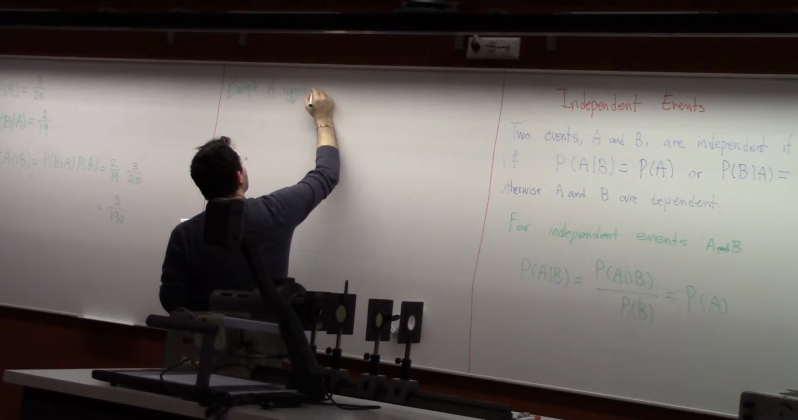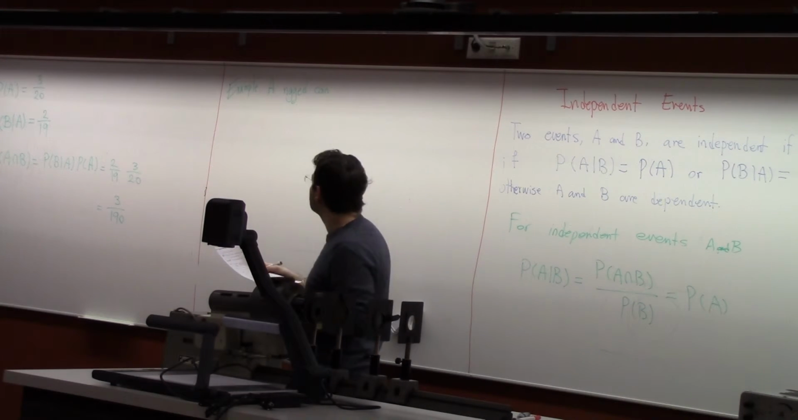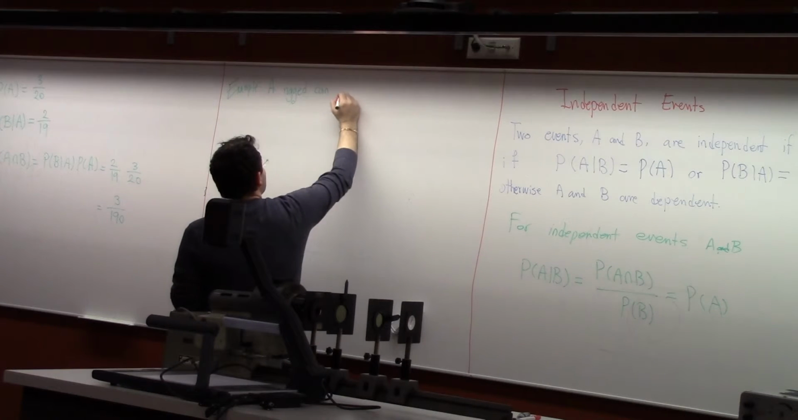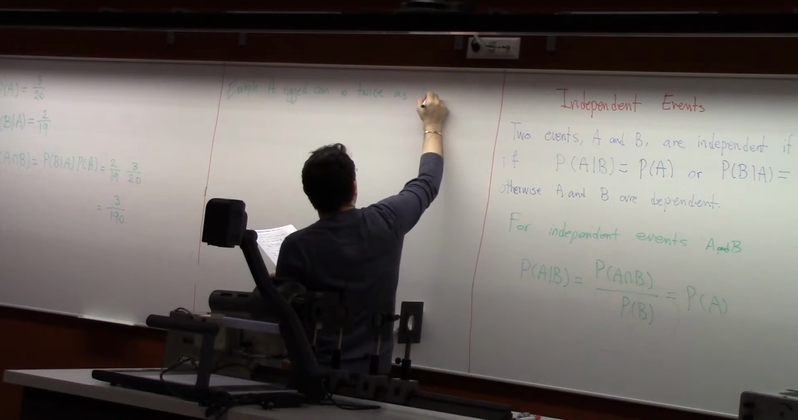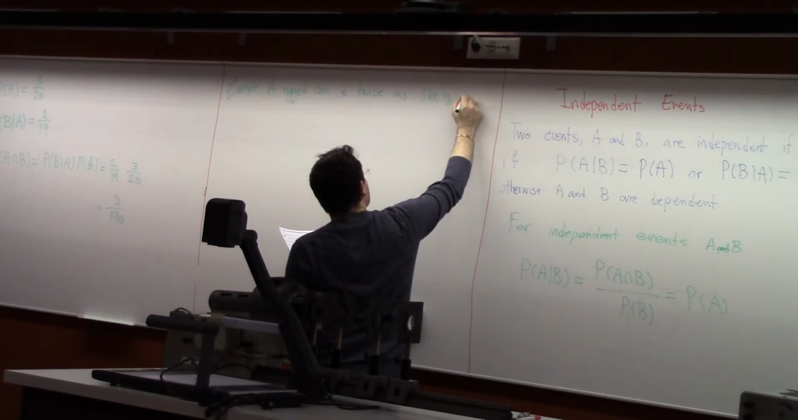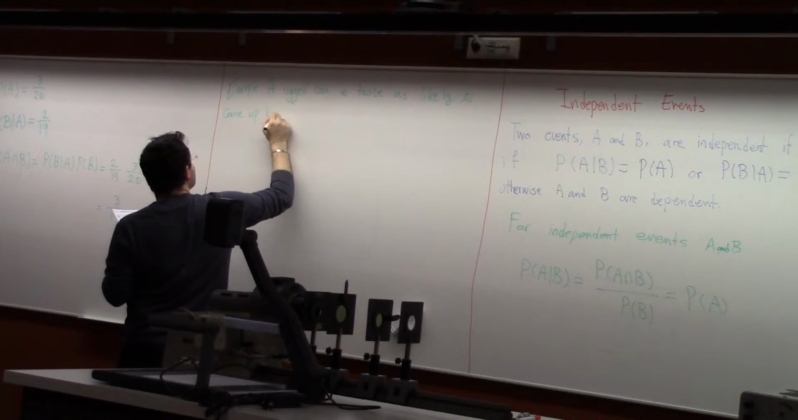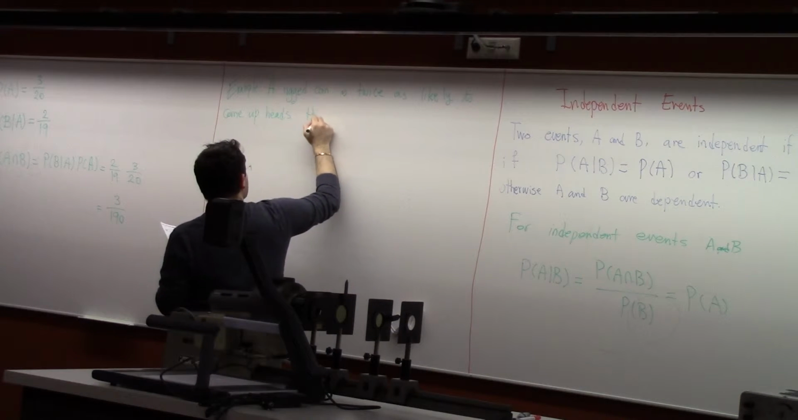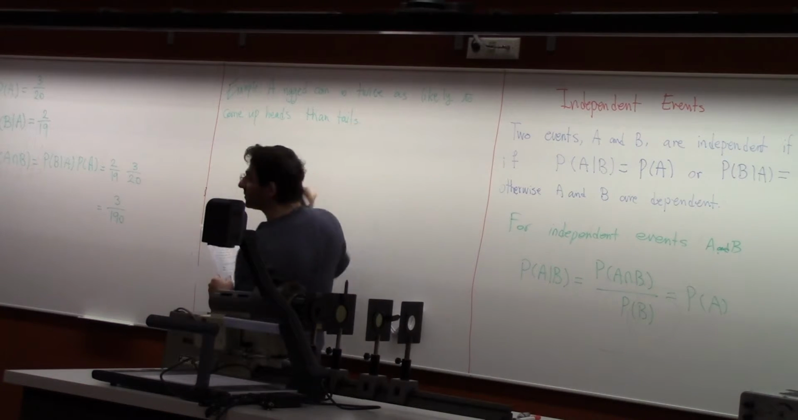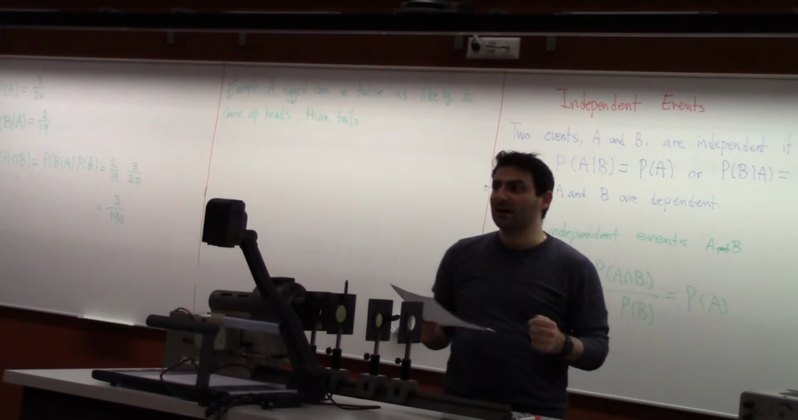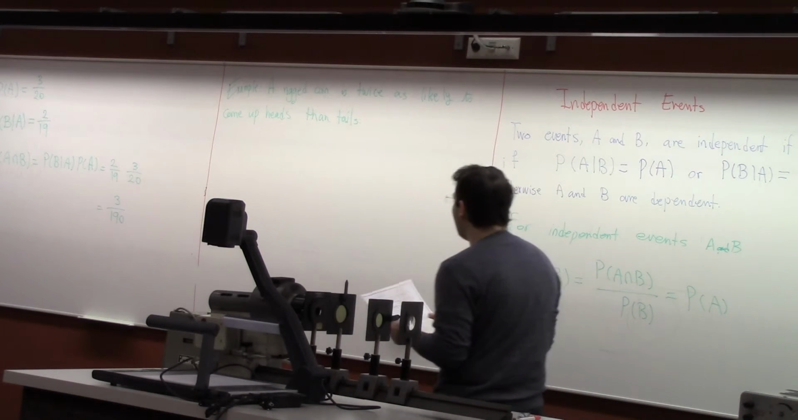A coin which is biased, a biased coin is twice as likely to come up heads than tail. So we have a coin which is kind of biased, and if I toss it, the probability of having head is twice the probability of having tail.